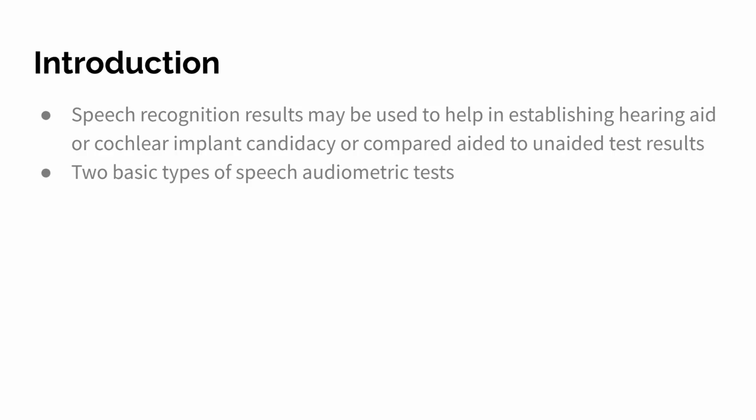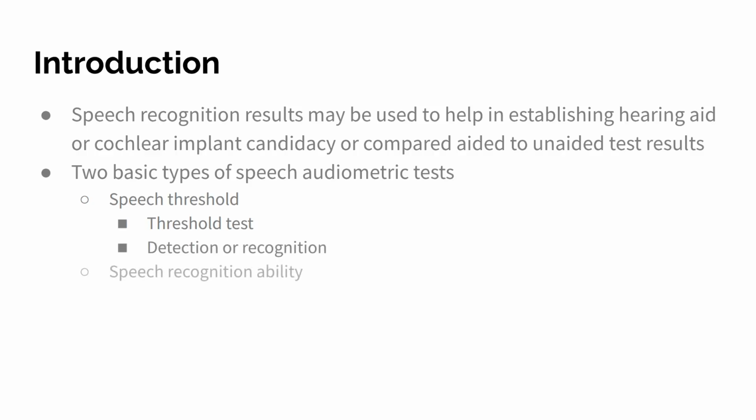Both types of tests can be performed in quiet and in noise. We have a speech threshold, so the detection threshold or recognition threshold. And we also have superthreshold speech recognition abilities, often termed word discrimination or word identification. And we often score that in percent correct for speech recognition testing. But there are other ways to score it when you're talking about speech recognition and noise.